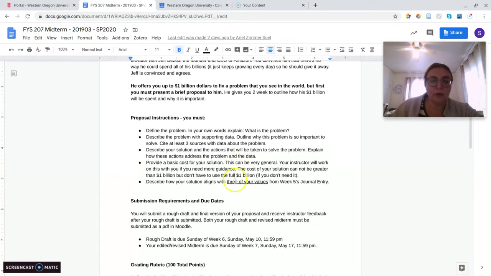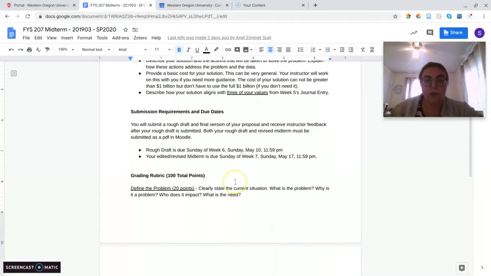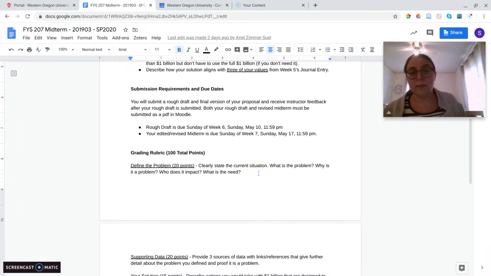As for your submission requirements and due dates, you're going to be submitting a rough draft first, and then you'll get feedback from me, and then you'll apply some of that feedback to your final version of your proposal. The rough draft is due Sunday of week 6, which is May 10th. Your edited and revised final midterm is due Sunday of week 7, May 17th. It is a 100-point assignment, so this is 10% of your overall grade.